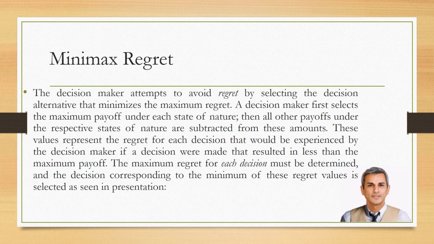The decision maker attempts to avoid regret by selecting the decision alternative that minimizes the maximum regret. A decision maker first selects the maximum payoff under each state of nature. Then all other payoffs under the respective states of nature are subtracted from these amounts. These values represent the regret for each decision that would be experienced by the decision maker if a decision were made that resulted in less than the maximum payoff. The maximum regret for each decision must be determined, and the decision corresponding to the minimum of these regret values is selected, as seen in the presentation.